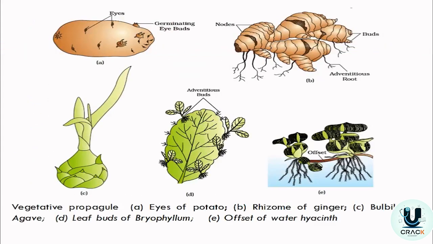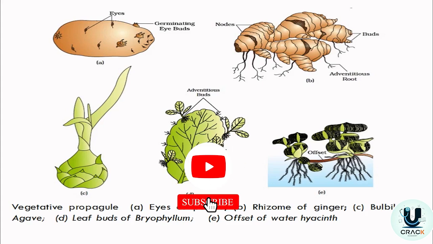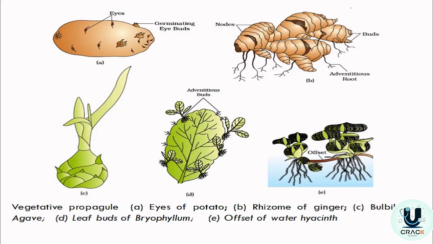Look at the pictures here. Look at the first, A, eyes of potato. Look at the second, B, rhizome of ginger. Look at the C, bulbil of agave. Look at the D, leaf buds of Bryophyllum. Look at E, offset of water hyacinth.